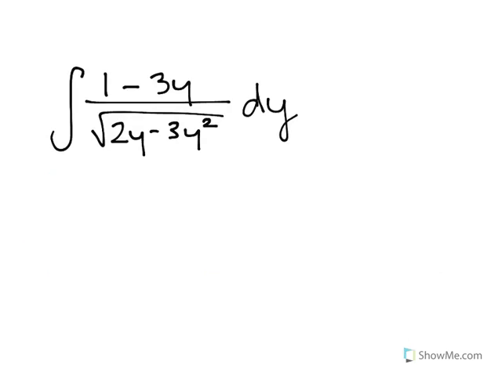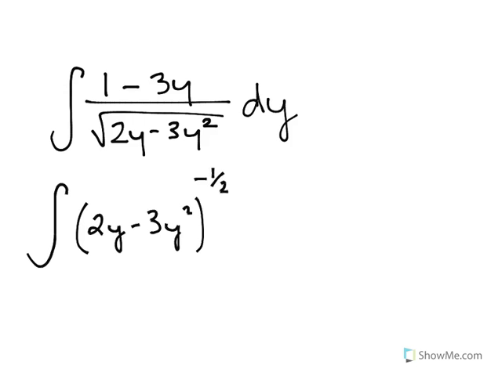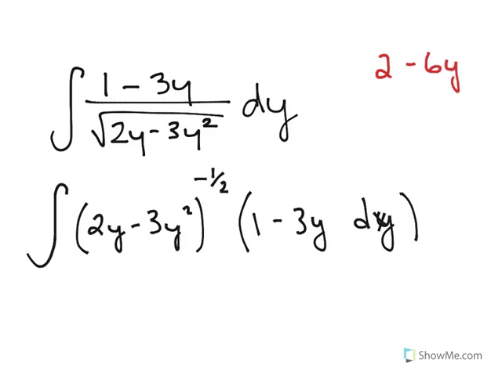Okay, for the next one, once again, if I don't have to have radicals, if I don't have to have things on the bottom, I'm going to get rid of them. I'm going to rewrite this as the integral of 2y minus 3y squared to the negative 1/2, because I brought it up, times 1 minus 3y dy. My only hope is that the derivative of the inside has something to do with that piece that's lying over there. So I'm going to take the derivative of the inside, and I get 2 minus 6y.